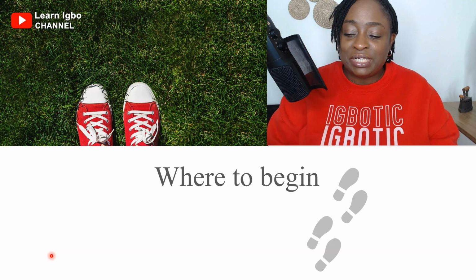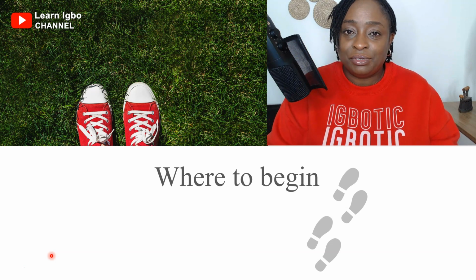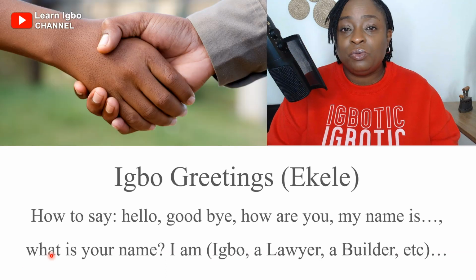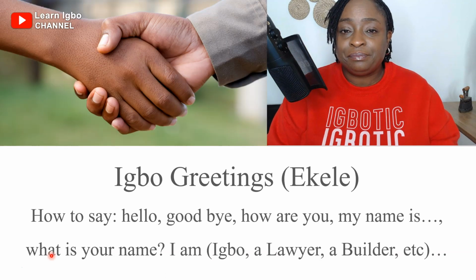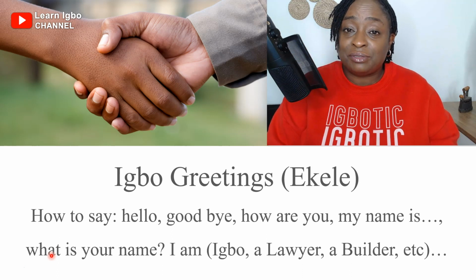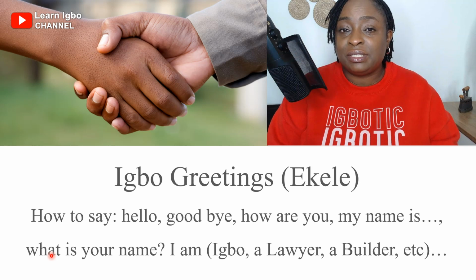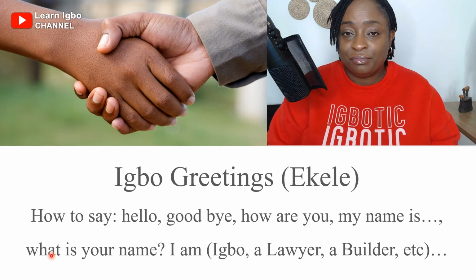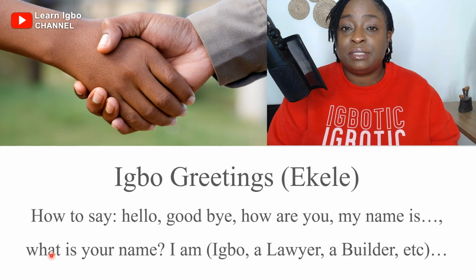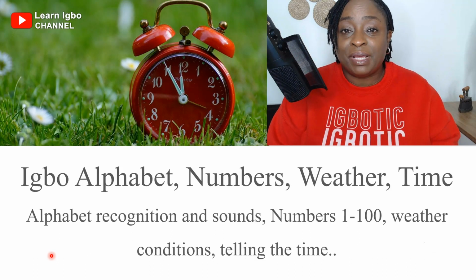So what do you need to learn if you're learning Igbo language as a beginner? So you start with greetings, ekele. You learn how to say hello or goodbye or how are you or my name is. Learn how to introduce yourself. Learn how to introduce others. And then, what is your name? These are the things you learn how to say. Or your profession. I am Igbo, I'm a lawyer, I'm a builder, I'm a teacher. So these are the initial things that you would need to learn. Igbo greetings. And then we move on to Igbo Alphabet.